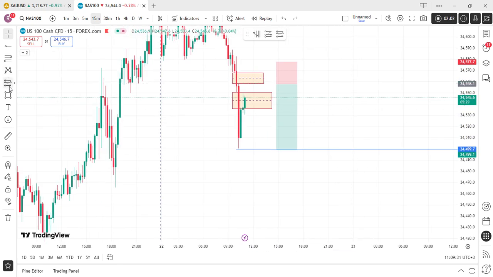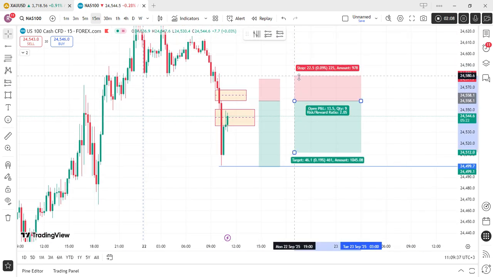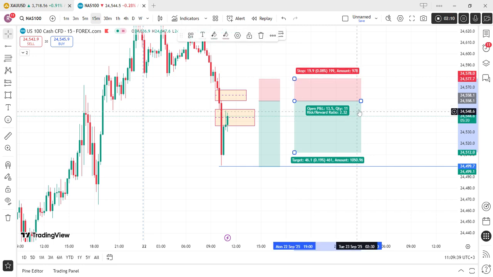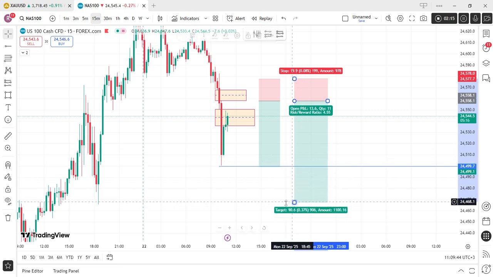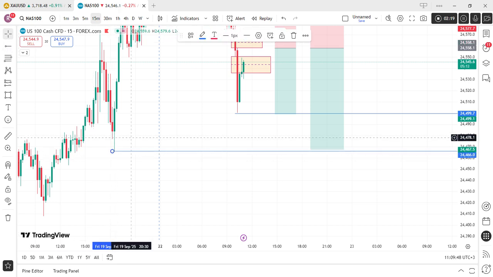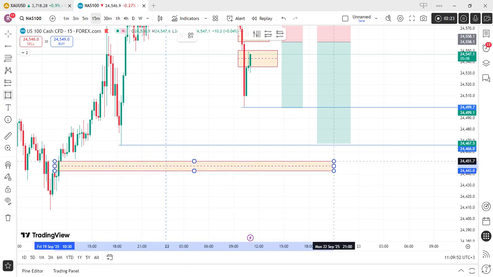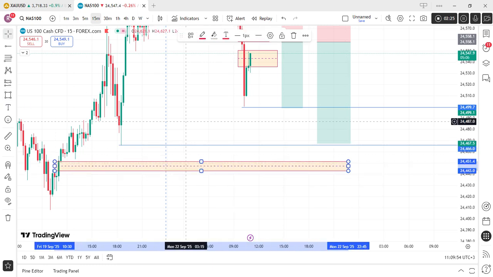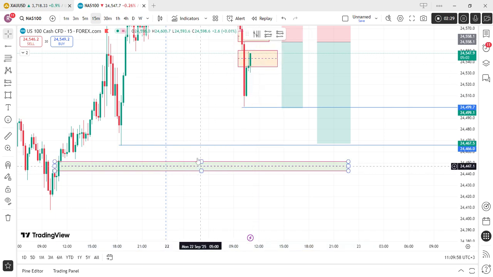Then the next take profit is going to be right here, down there on this liquidity, this swing point here. And the last one is going to be here. You see this one? This PD array here, this bullish fair value up here. This is going to be the last one.